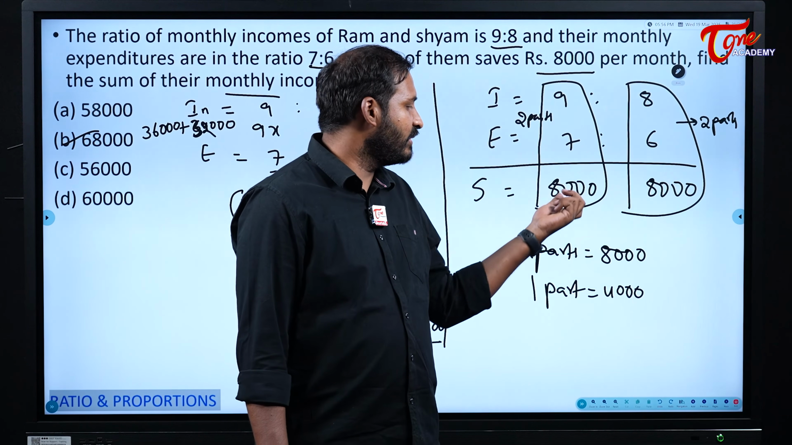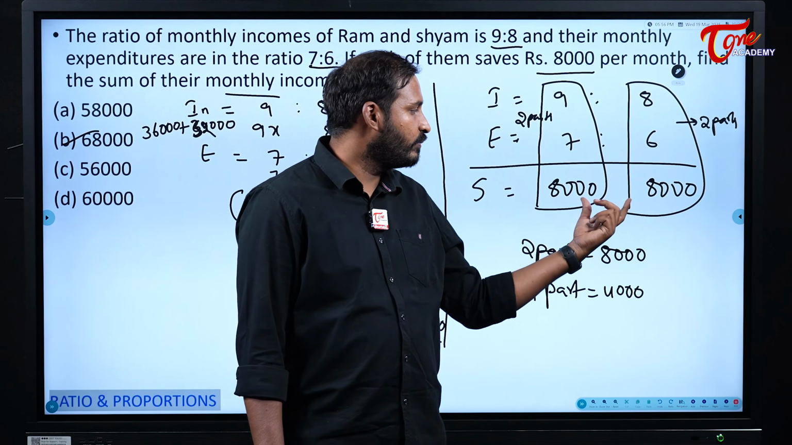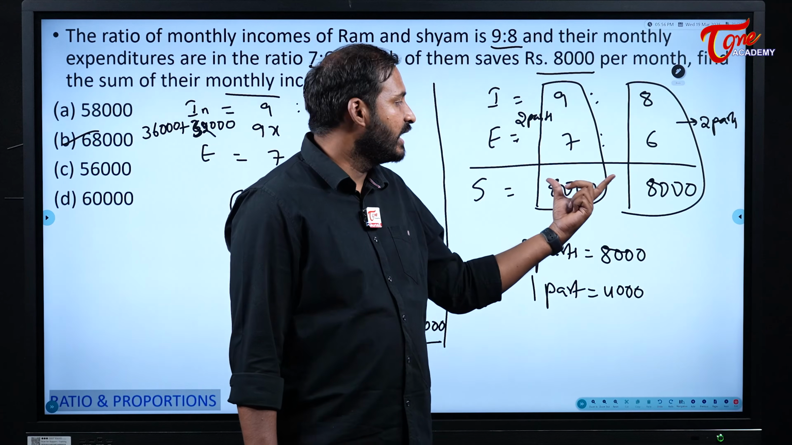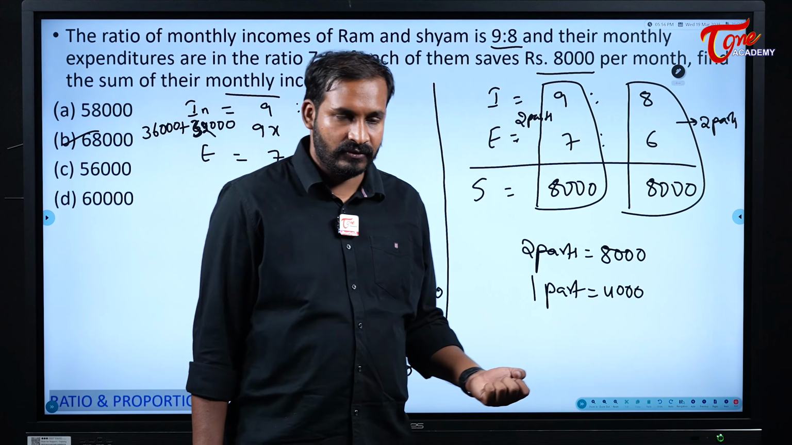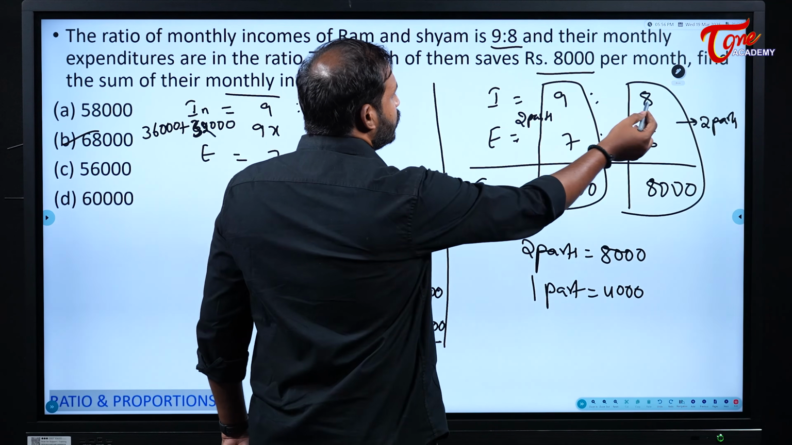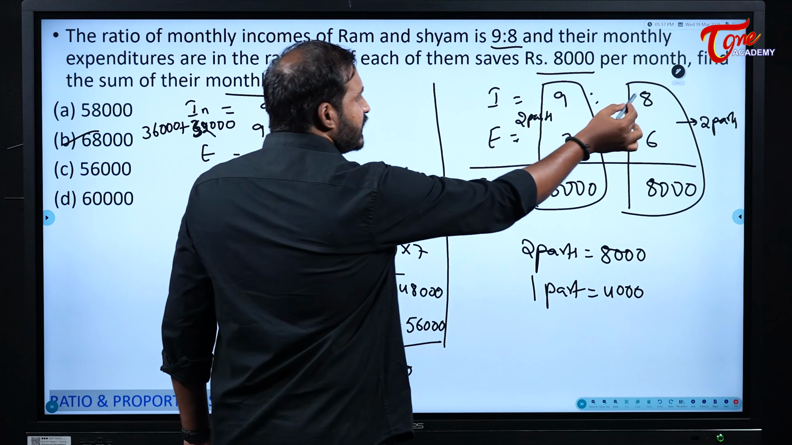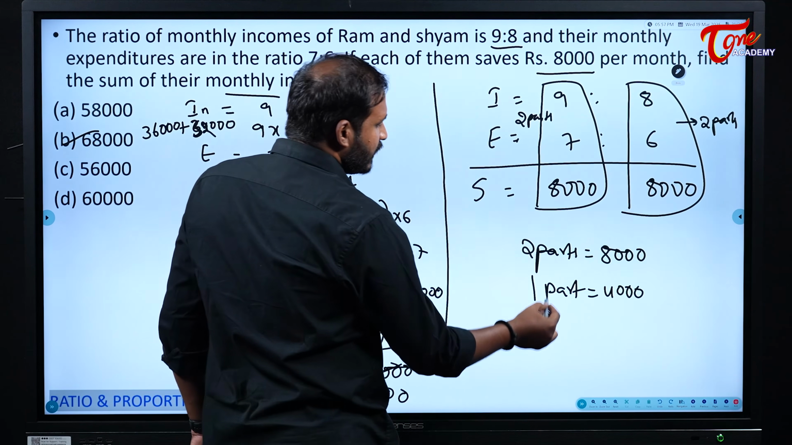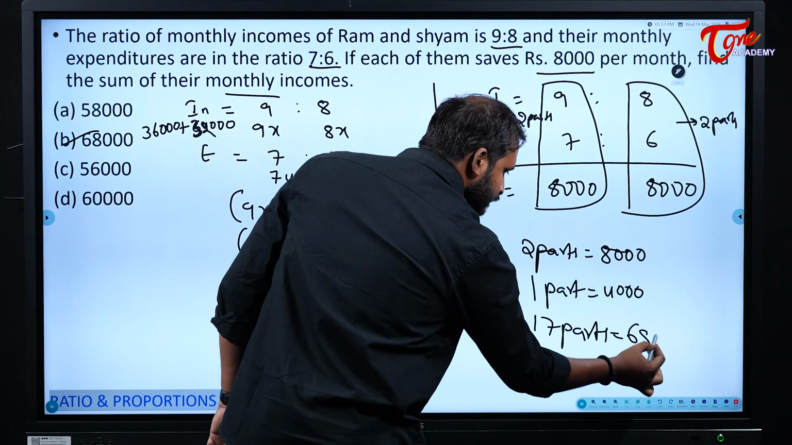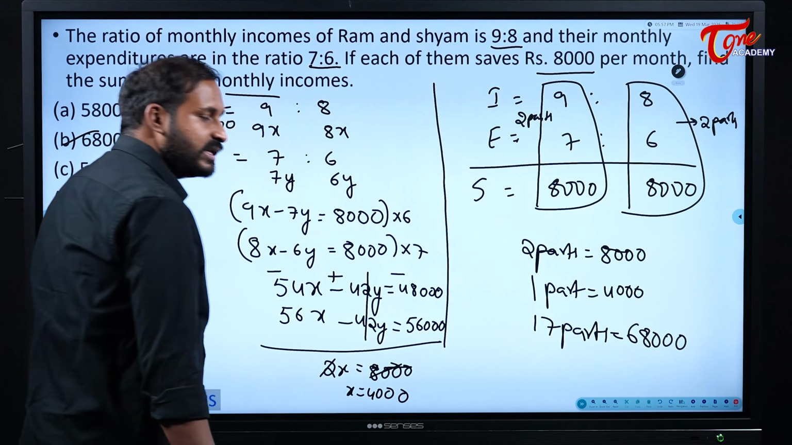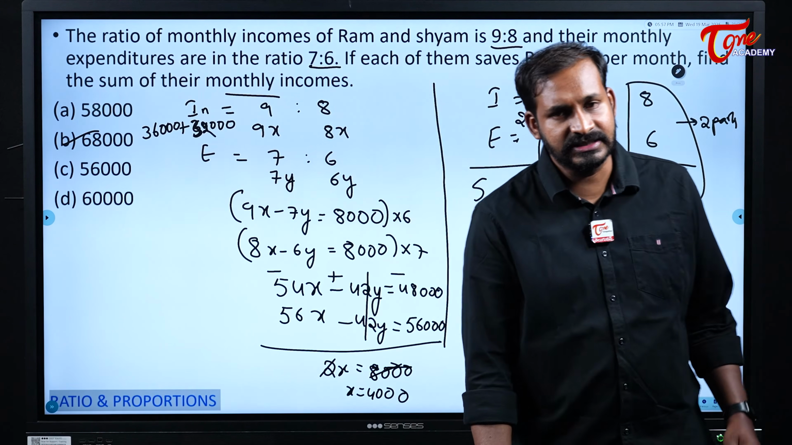In this case, 9 minus 7 is 2 parts, and 8 minus 6 is also 2 parts. So 2 parts is equal to 8,000. So easily I can say that one part is equal to 4,000. If one part is 4,000, their complete income, 9 plus 8, is 17 parts. So 17 parts becomes 68,000. So our answer here is 68,000.